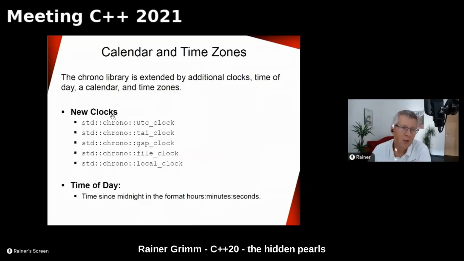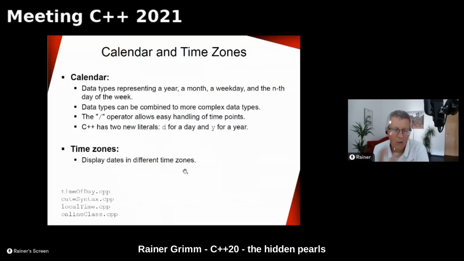I only give you an idea, and then I show you 4 examples, which gives you the first idea. We get new clocks. We get a new time point, which stands for the time of day. This is the day. This is the time since midnight. We get support for calendar dates and time zones. And once more, I will not go into details. This would take me at least a day. So I show you a few examples.